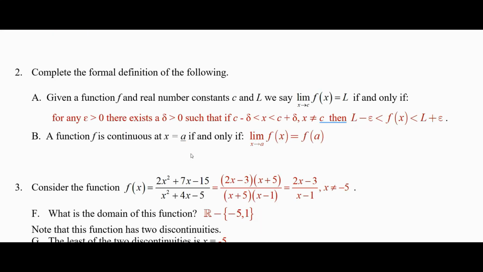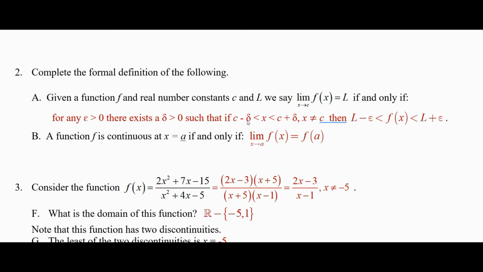Okay, some formal definitions. Given a function f and real number constants c and L, we say the limit as x approaches c of f of x equals L if and only if for any epsilon greater than 0, there exists a delta greater than 0, such that if c minus delta is less than x, which is less than c plus delta, but x is not c, then L minus epsilon is less than f of x, which is less than L plus epsilon.